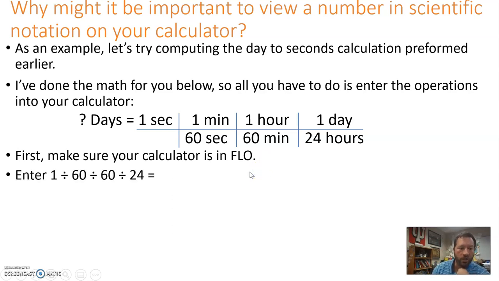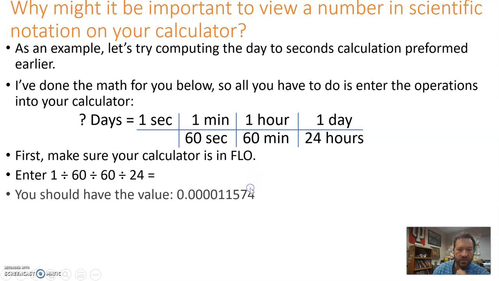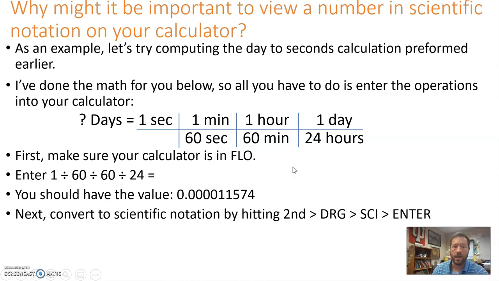Go ahead and enter 1 divided by 60, divided by 60, divided by 24. Your value should be 0.000011,574. Fantastic. Next, let's go ahead and convert that back into scientific notation. So hit the second button, DRG, psi, enter.